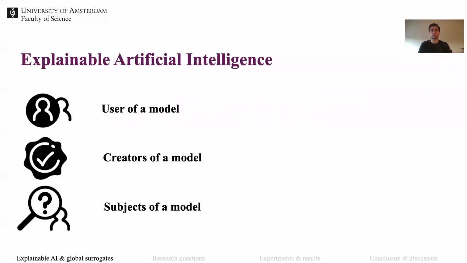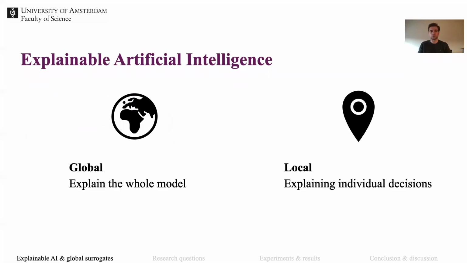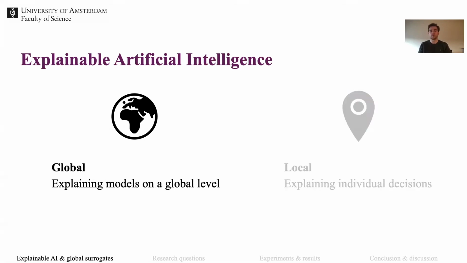In explainable AI, we can make a distinction between three groups who often benefit from explanations of machine learning models: the users of a model, the creators of a model, and the subjects of a model. Depending on the use case, these groups need different kinds of explainability techniques. One distinction we can make is between global and local explainability techniques. Global explainability techniques try to explain the whole model, while local explainability techniques try to explain individual model decisions. In our paper, we focus on global explainability, so trying to explain the whole model.